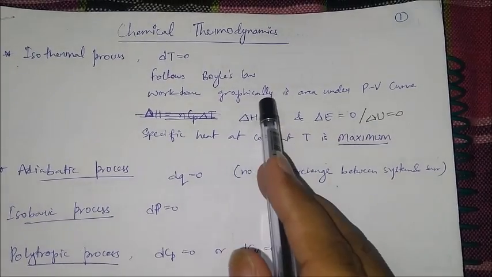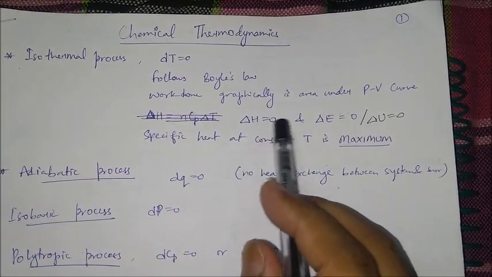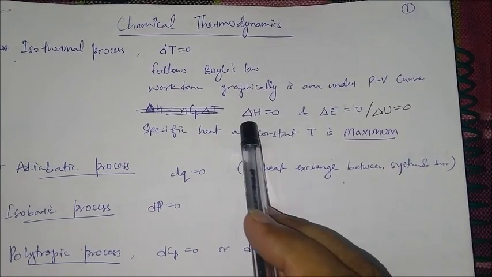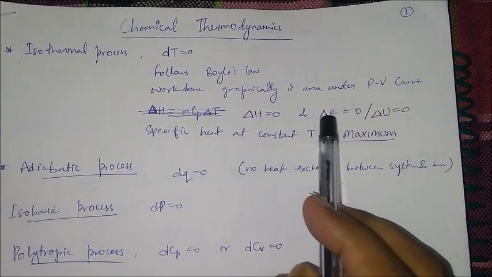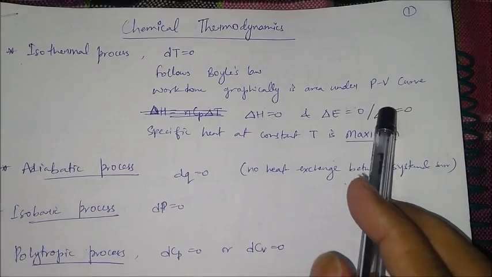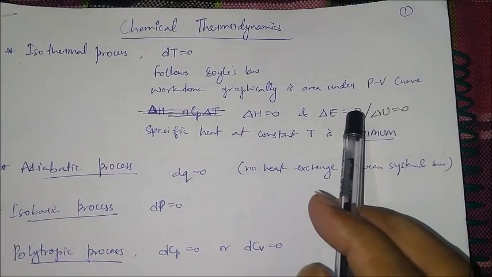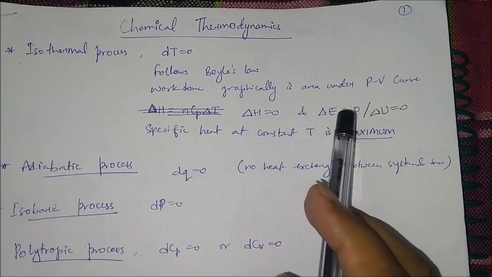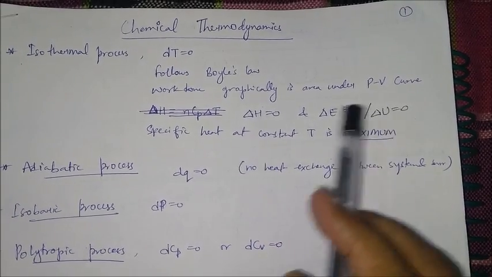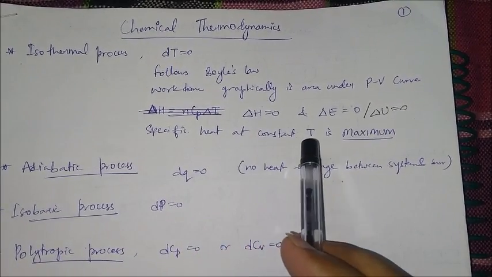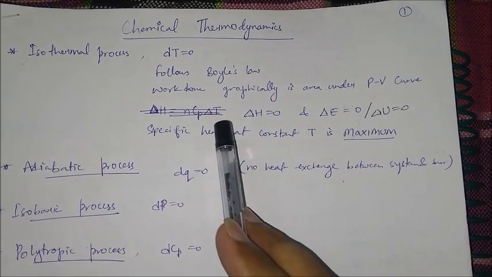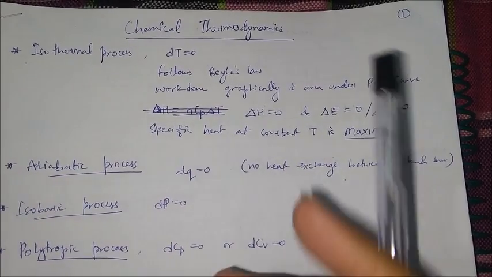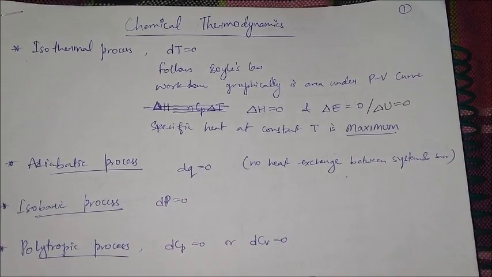That is, in a graph between P and V, the area under that curve gives you the work done in the isothermal process. Then delta H is equal to 0, and delta E, or you may denote it by delta U, the internal energy change, is also 0. It means the change in enthalpy and the change in internal energy are 0. Specific heat at constant temperature is maximum in the isothermal process. These are a few points you should know about the isothermal process. Some direct questions have been asked in earlier CSIR exams.